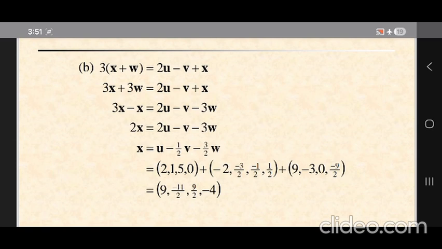The first element is 2u divided by 2, the 2 is cancelled, so u. Then minus 1 by 2 into v, minus 3 by 2 into w. The u vector value is right there, plus minus 1 by 2 multiplying the v vector, plus the third element, 3 by 2 multiplying the w vector. Then the final answer is 9, minus 11 by 2, 9 by 2, minus 4.